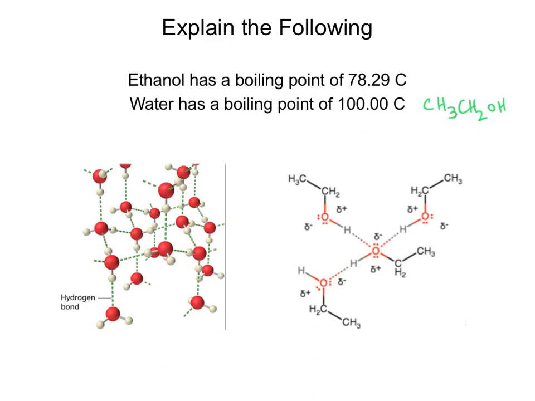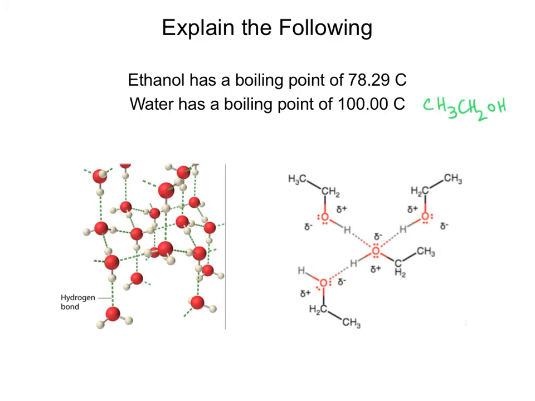Is there a hydrogen bond between hydrogen, oxygen, and carbon? And the answer is no. You can only have hydrogen bonds between hydrogen and either oxygen, nitrogen, or fluorine. So you're not going to see this as being a hydrogen bond.